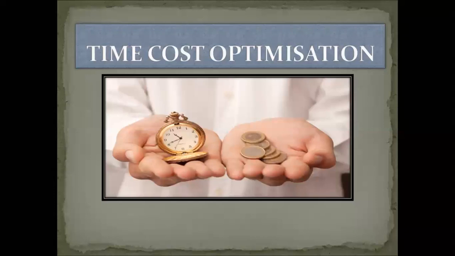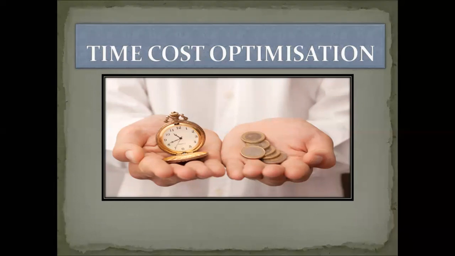What is the normal time and normal cost of the project? Normal time means whatever time we have calculated with the help of the network diagram. For that time, whatever cost is required is called normal cost. These two things are very, very critical and important for the project.